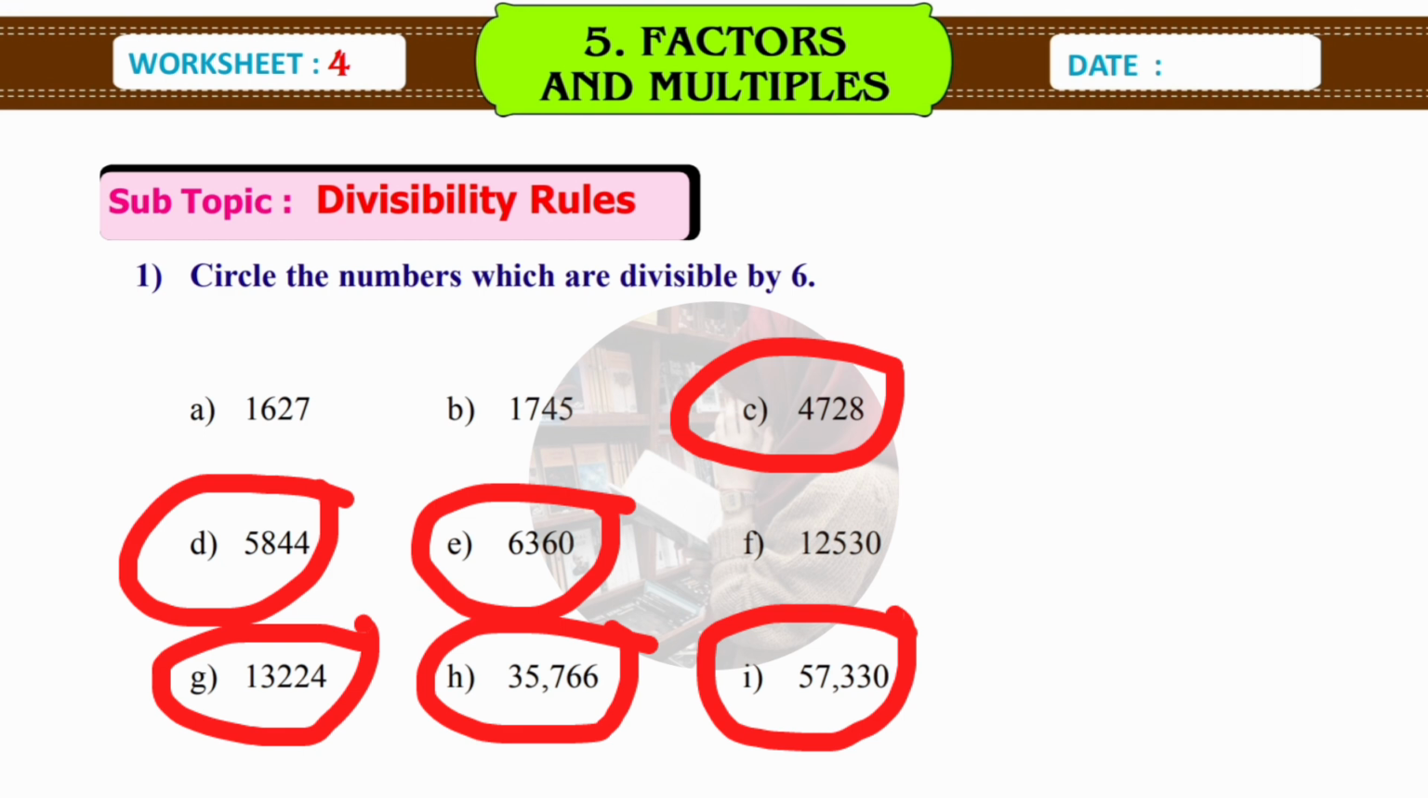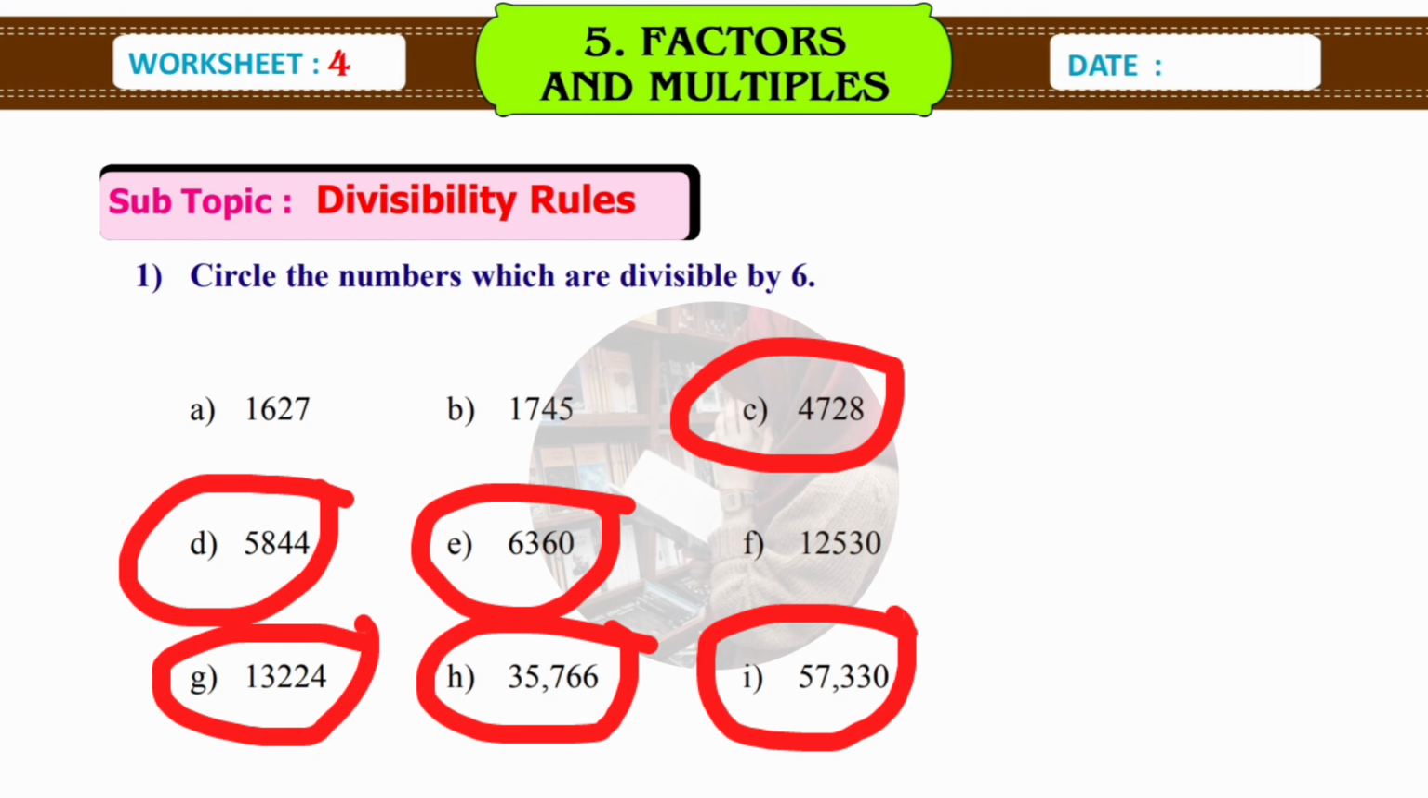Here the topic is divisibility rules again. In the first column we are given: circle the numbers which are divisible by 6. Some numbers are given, where we have to find whether the given numbers are divisible by 6 or not. If it is divisible by 6, we have to circle that number. If it is not, we have to leave it as it is.